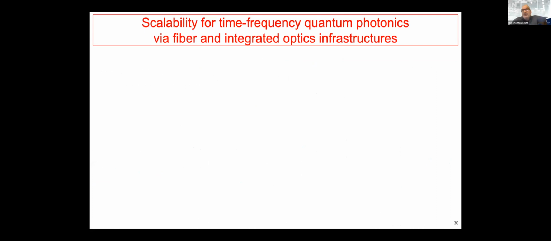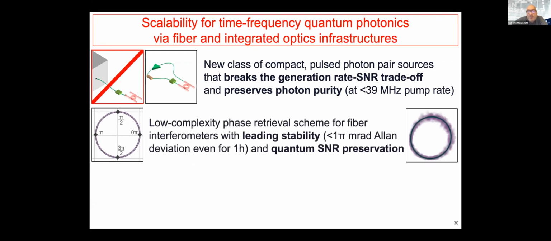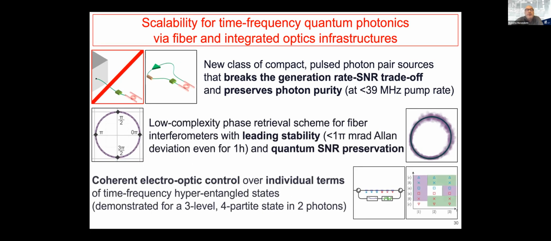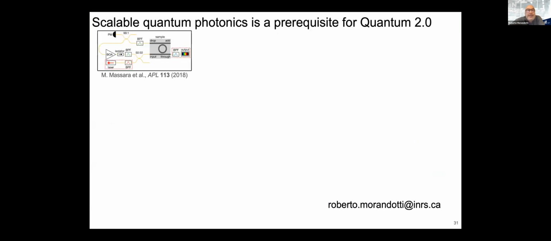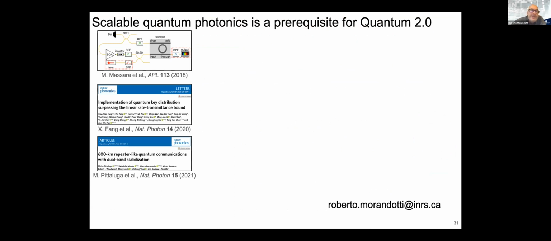So I think I'm almost on time to finish, maybe 1 minute late. So basically we did a new class of compact pulsed photon sources, a pair of photons. We looked at a low-complexity phase stabilization scheme, and then we used coherent control to control the individual terms of the photons composing the states. And basically this work has been followed up by other works. The group of Pan used the exact scheme of our interferometer a couple of years after we patented it. The same attenuation scheme was used in this experiment.